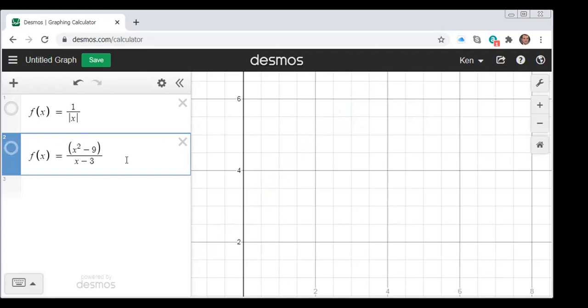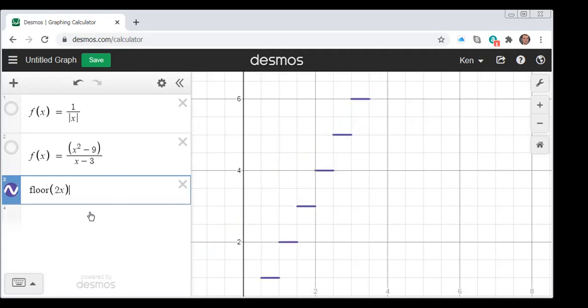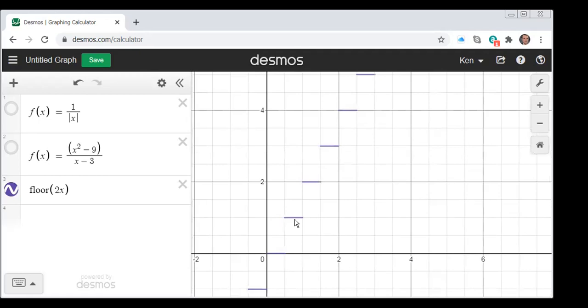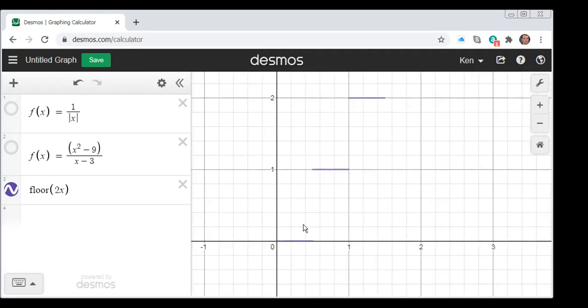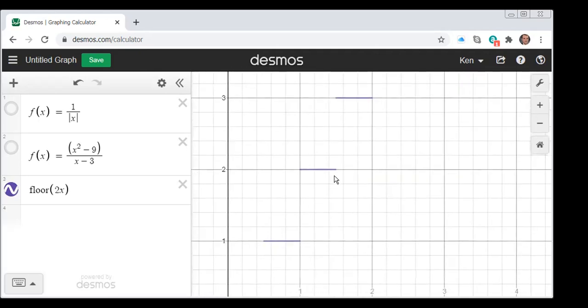And finally, the third type that we saw was jump discontinuity, and you can look at something like, you see me type in floor, that's the floor function. Floor means the greatest integer that's less than or equal to the value. So in this case, it's the greatest integer that's less than or equal to 2 times x. And you can see that there's a discontinuity at 1/2 where it jumps up. There's another jump discontinuity at 1. There's another jump discontinuity at 1.5.